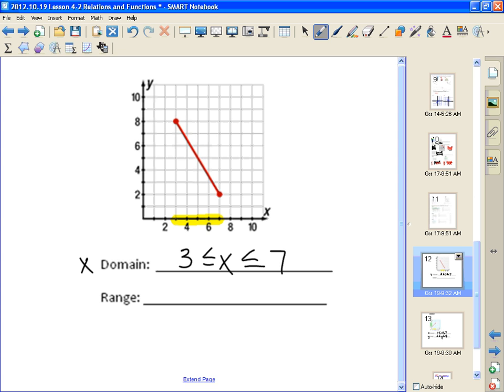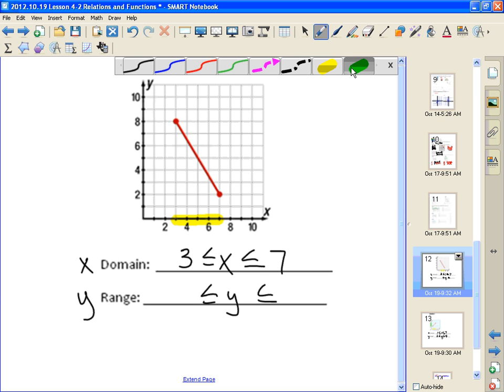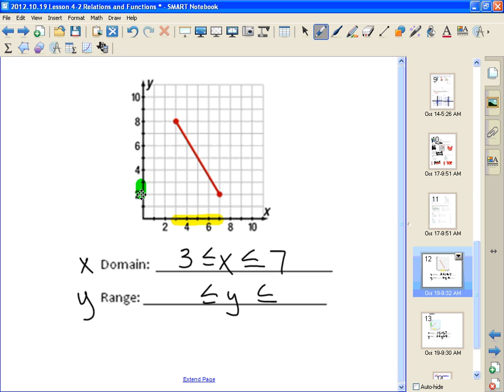And then your range always talks about which set of values? Your y's. So my y values are between, and I'm going to look up and down this time, 2 and 8. Good.